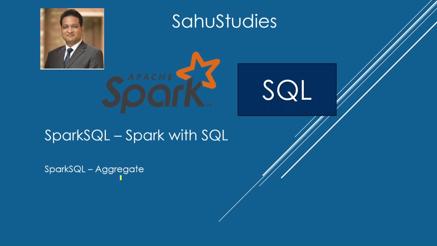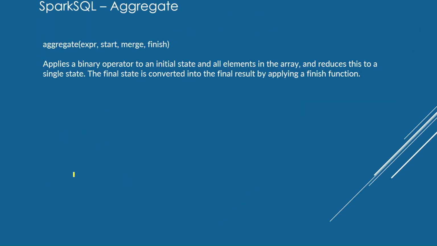In this video, we are going to see the aggregate function in Spark SQL. What the aggregate function generally does is apply a binary operator to an initial state and all elements in the array, and reduce them to a single state. The final state is converted to a final result by applying the finish function.